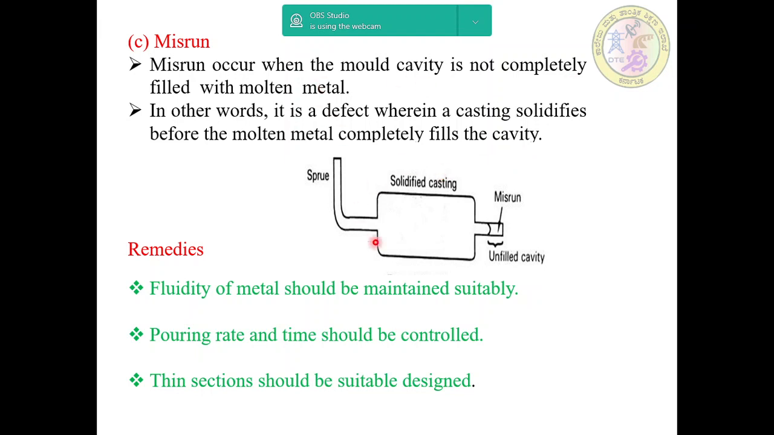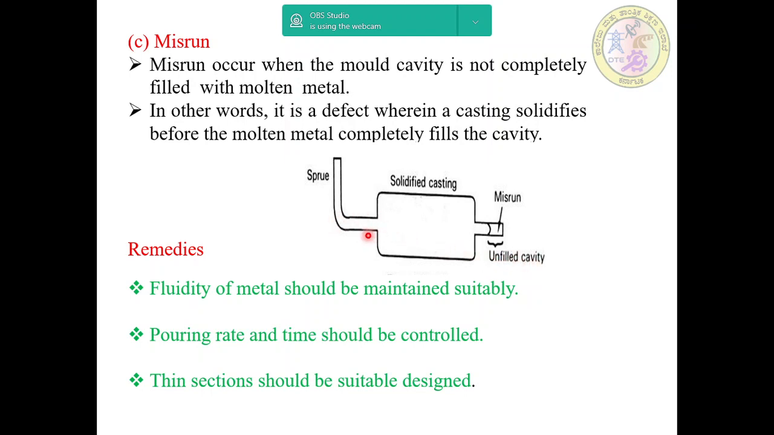Here is a simple sketch showing the misrun. This is the sprue. Here the molten metal will be poured. This is the mold cavity. After pouring, the molten metal will enter the mold cavity. After filling up to this point, the casting solidifies. That means the molten metal will not enter this portion. This portion is nothing but the misrun, that is, the unfilled cavity.